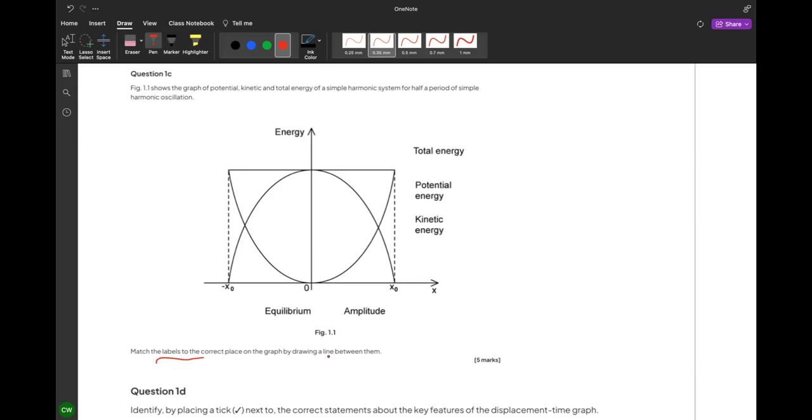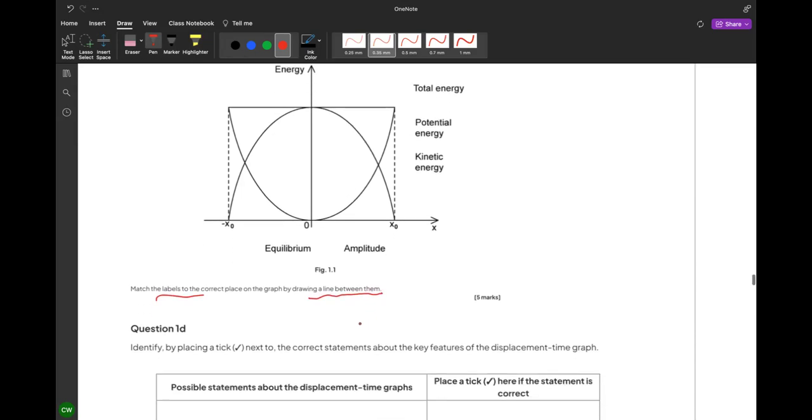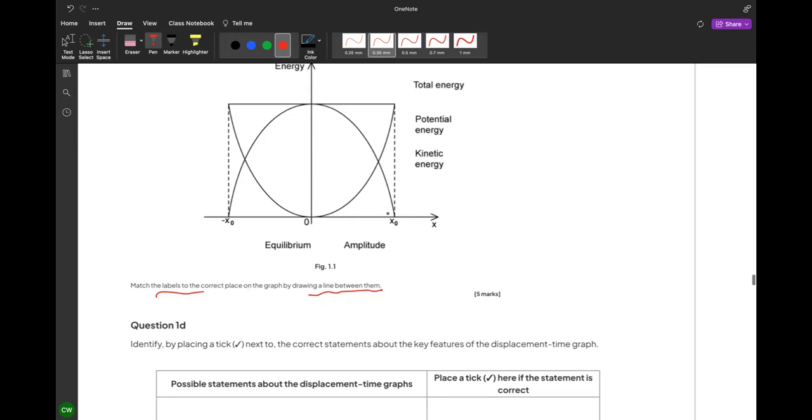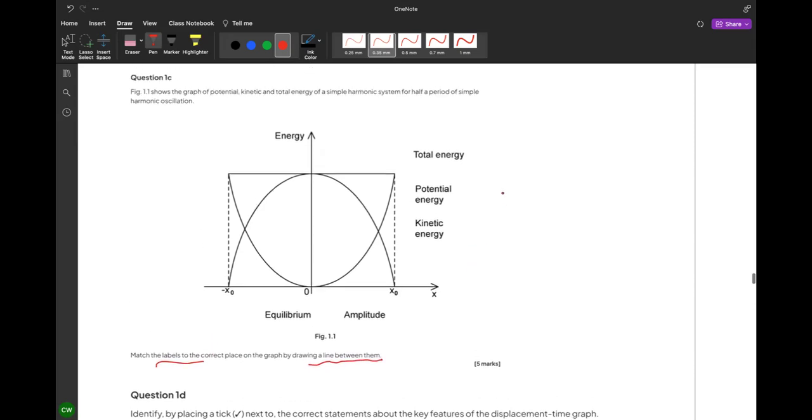Okay. Label this. Draw a line between them. Match the label with the correct place. Which one is the total? The top line. The top one is the total. Correct. And this one, the minimum graph, is it kinetic or potential? Think again. It's potential energy. The other one is KE. KE is the maximum graph. PE is the minimum graph.